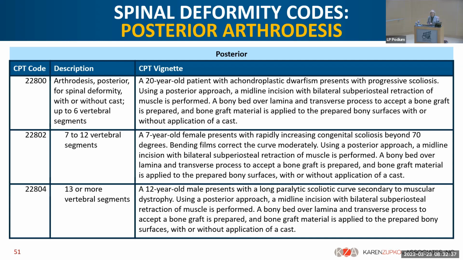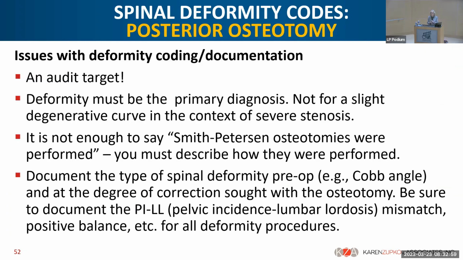Payers like to say, no, use these codes because they're by the number of levels, and they pay a lot less. So they may convert you to an adolescent idiopathic fusion code when the AANS and CPT says you should be able to bill the adult fusion codes, the 22612, 22610. So again, these are an audit target. Deformity's got to be the primary diagnosis.